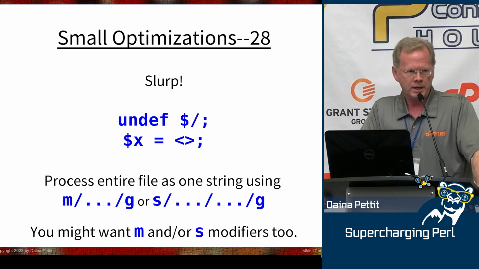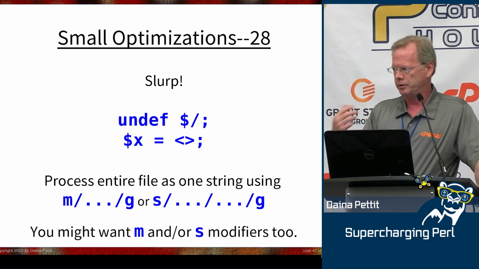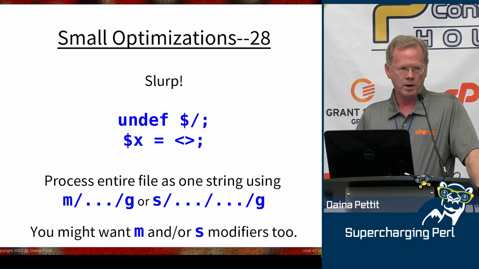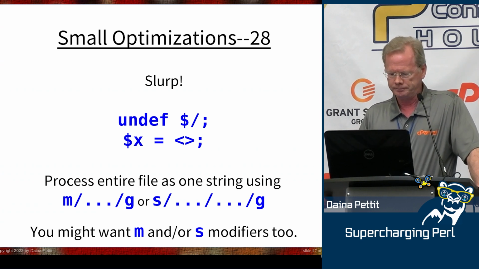There's a tremendous hit you get by going out to the disk to read. So that's why slurping has a big advantage. But be aware that it will consume more memory. So you have to have the memory to be able to pull this off.